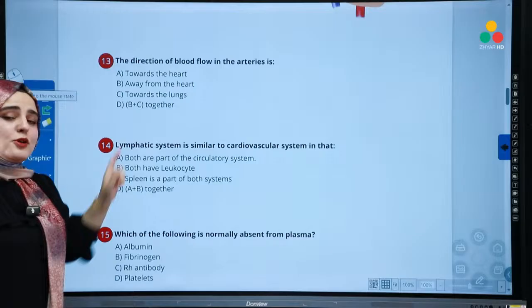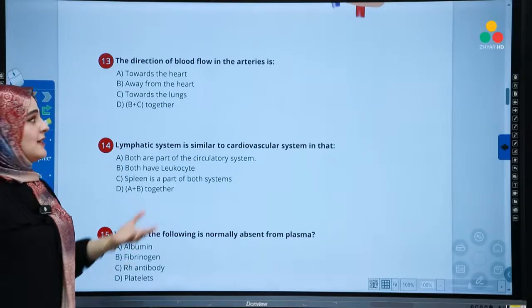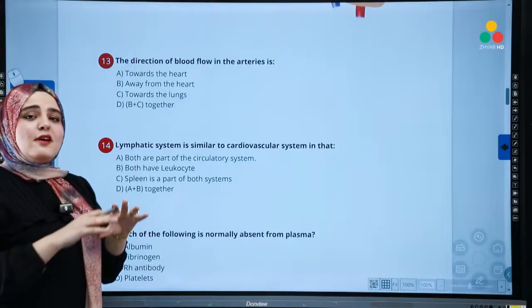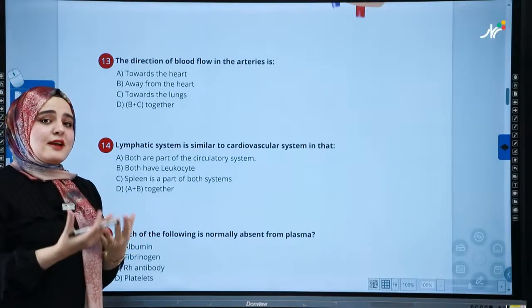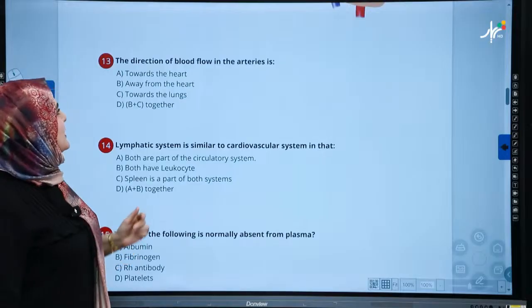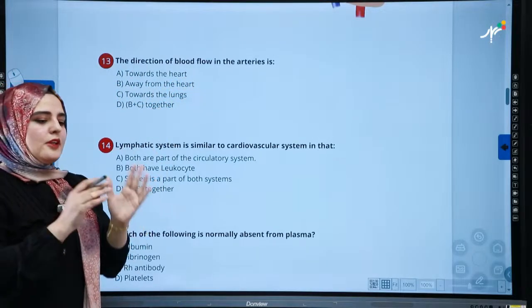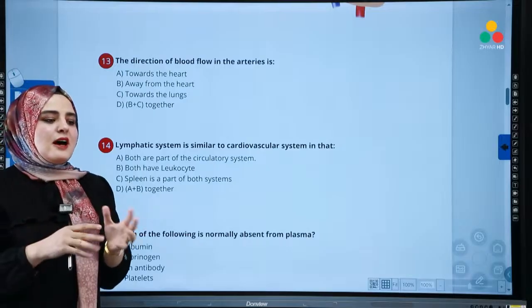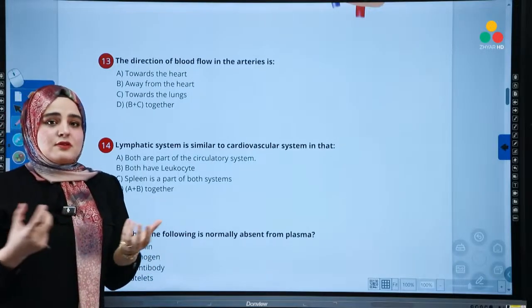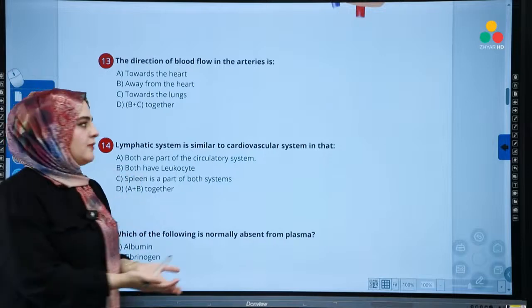Oh, this question, I call it cinnamon roll could kill you. Why? Because it appears to be a very simple question, but it has a very small twist in it. It says the direction of blood flow in the arteries. Okay, we know that arteries and veins are not called arteries and veins because of the type of blood they have, but actually from the direction of the blood flow.